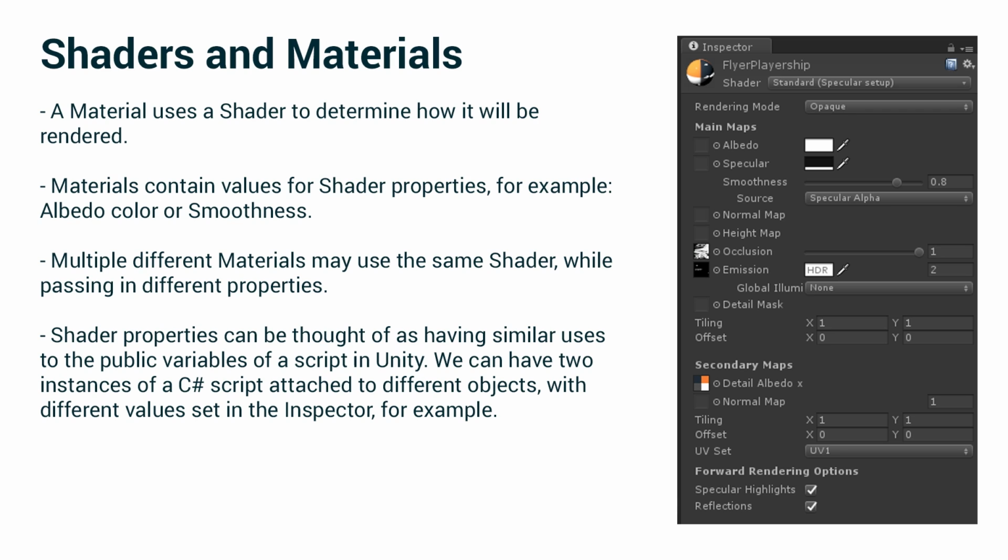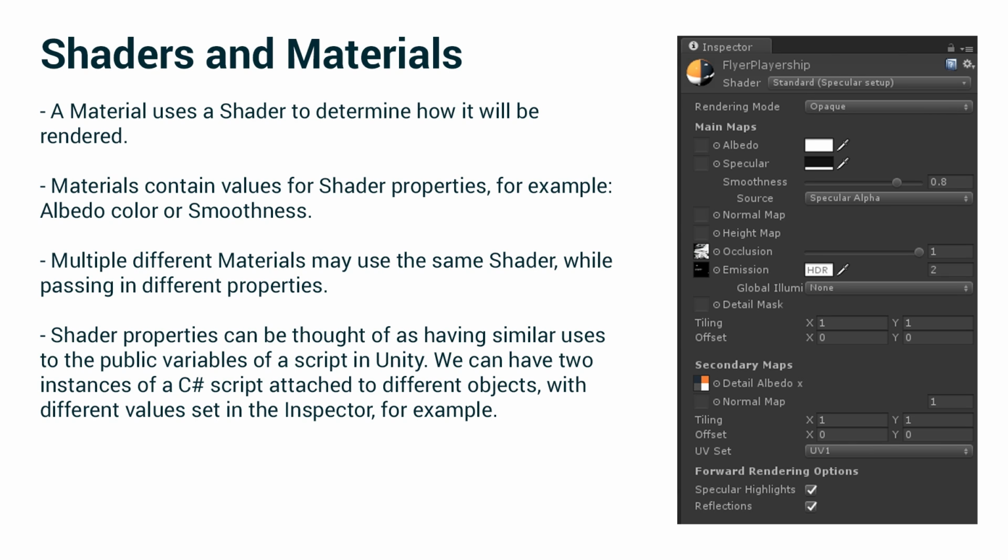The way that shaders relate to materials is that a material uses a shader to determine how it will be rendered. So materials contain values for shader properties. For example, in our diagram here, this is a snapshot of a material that uses the standard shader. We have things like the albedo texture or the albedo color or a smoothness, which is a float value, right? Importantly, multiple different materials can use the same shader with different properties, right?